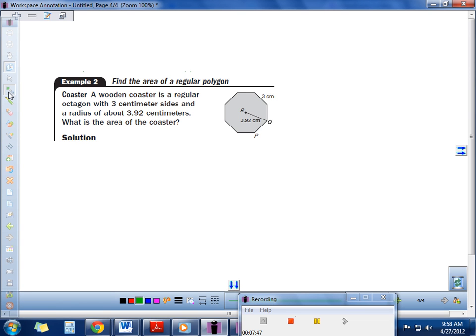It says a wooden coaster is a regular octagon with 3 centimeter sides and a radius of 3.92 centimeters. What's the area? So first off, you got to know, what is this number? It's the radius. It's from R to Q. But I said you have to be able to draw something special on that shape. You have to be able to draw the radius and the apothem. And that makes a little right triangle that you should draw out to the side.